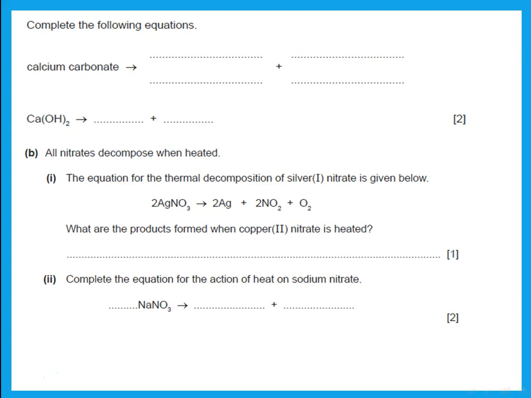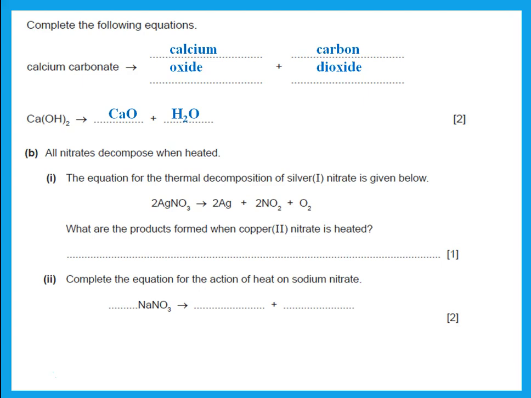Calcium carbonate. We said when we heat a carbonate of any metal except group 1, what do we get? We get the oxide plus carbon dioxide. What about if we heat calcium hydroxide? What should we get? Calcium hydroxide will give the oxide plus water, and these are balanced. Remember, if he gives you a symbol equation, it has to be balanced. So I check if it is balanced or not. Yes, then I can move on.